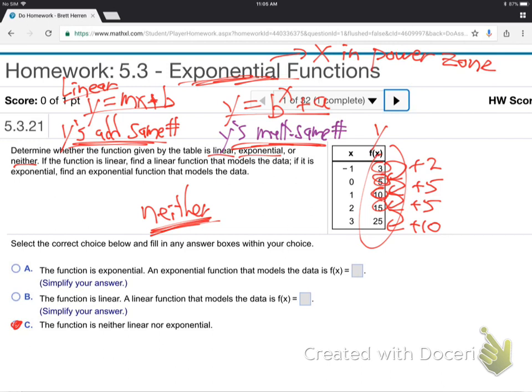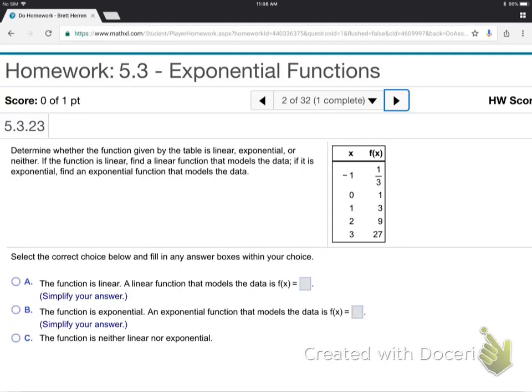Let's move along. Let's try another one. On this number 2, I want to ask the same question. Looking at the y values, how does 1/3 become 1? How does 1 become 3? How does 3 become 9? How does 9 become 27? What's happening with the f of x or y values every time? Is it adding or multiplying the same number every time? It's timesing by 3 every time, isn't it? See that? It's multiplying by 3 every time.